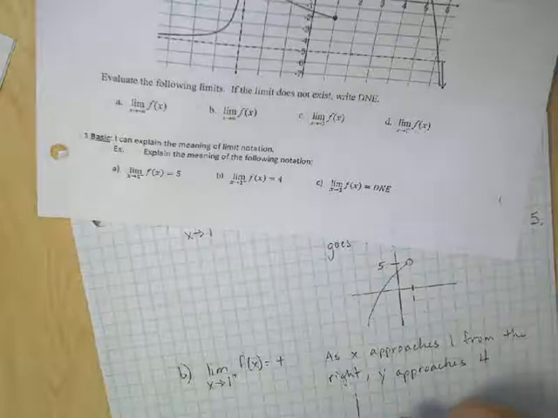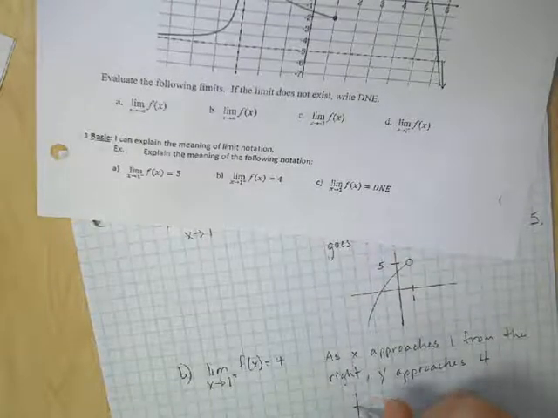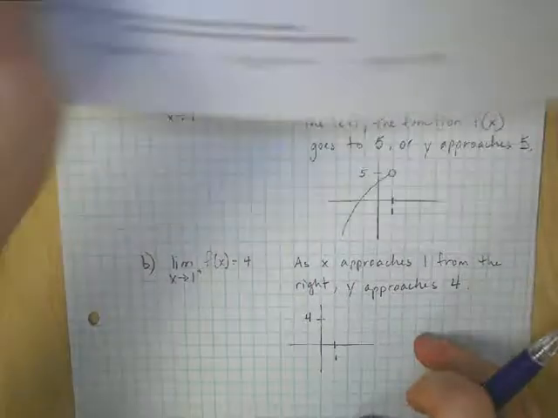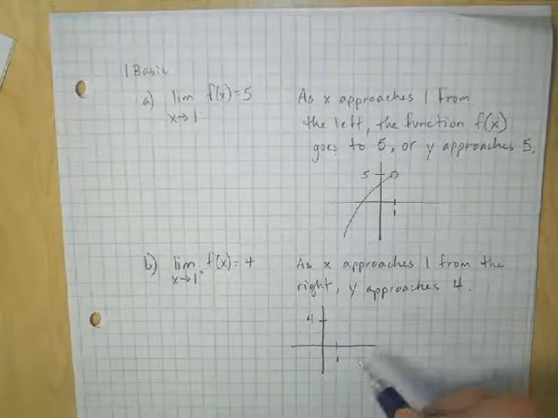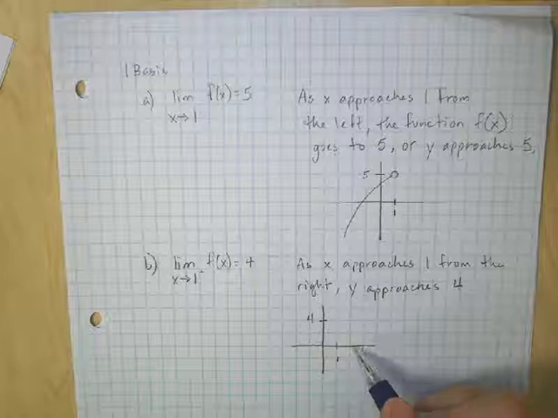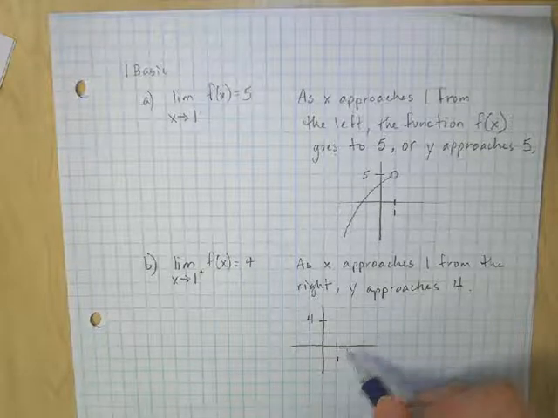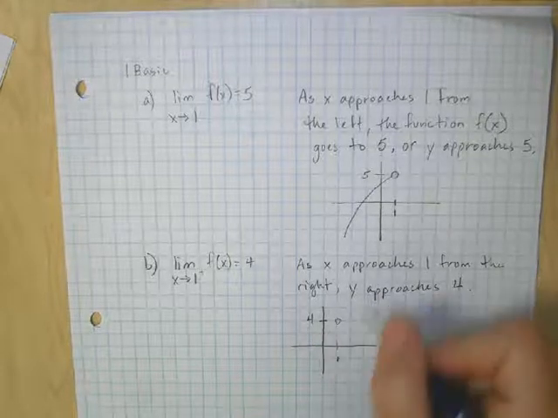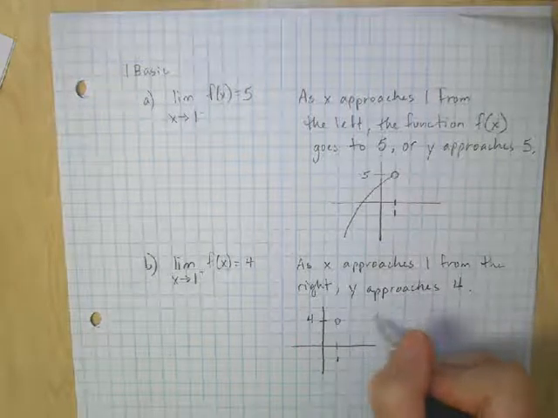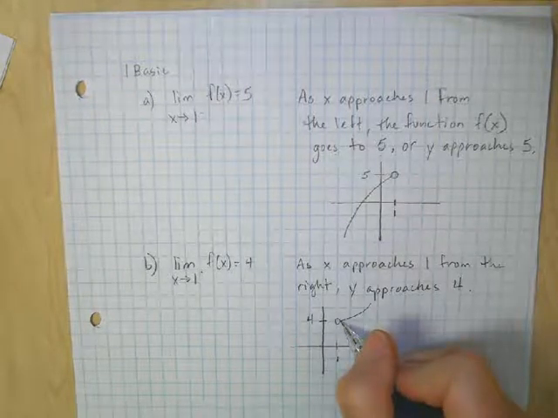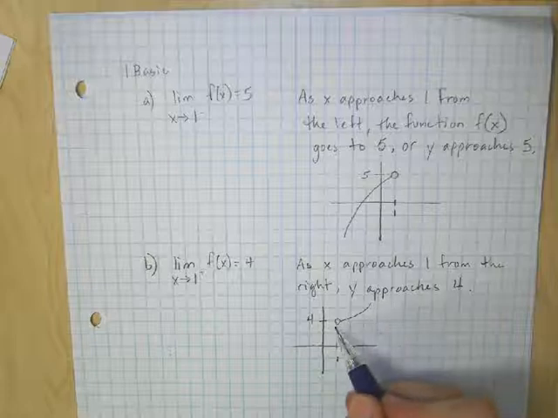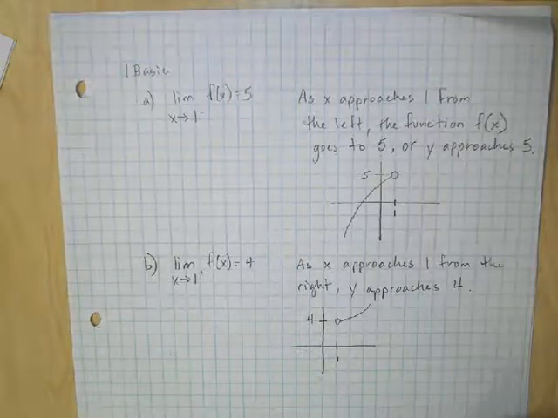So again, here's 1. This time I'm going to make that be 4 instead of 5. Whoops, I'm off the edge of the page. Sorry about that. I'm keeping an eye on myself. So as I'm approaching 1 from the right, y is approaching 4. So in other words, it's coming here. So I've got something like, I don't know, it doesn't matter which way it's coming. But it has to be coming from the right. Okay, so there's an example of that.